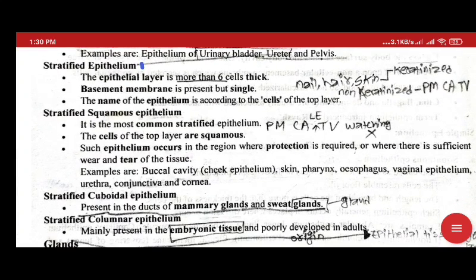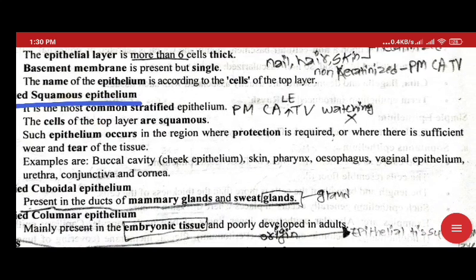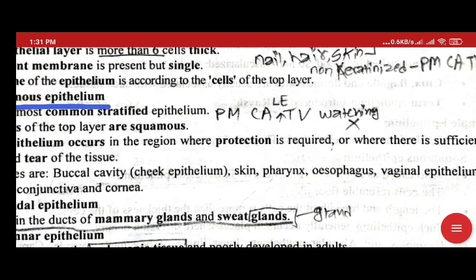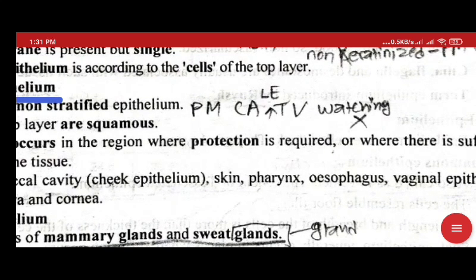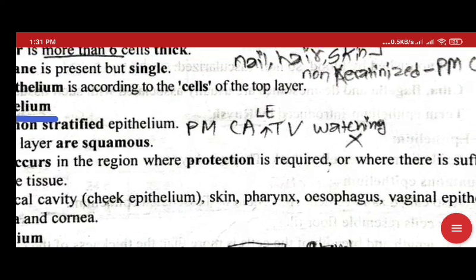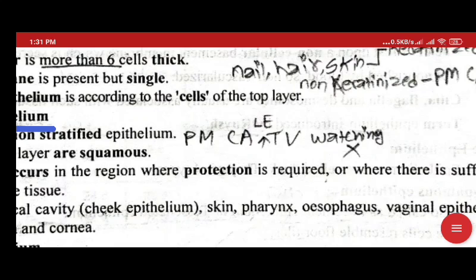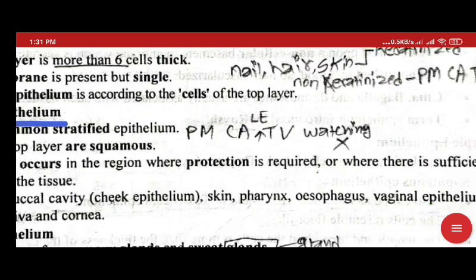Now we also have stratified squamous epithelium. We have already said PMCA and TB. Here, M is for mouth. C is for cornea. A is for anal canal. L is for lower pharynx. You should know lower pharynx here. E is for epiglottis. Also we have T for tongue and V for vagina. This is up to here.